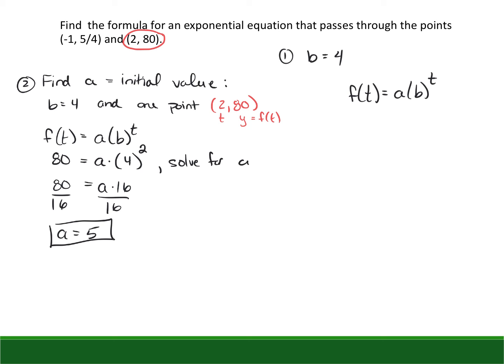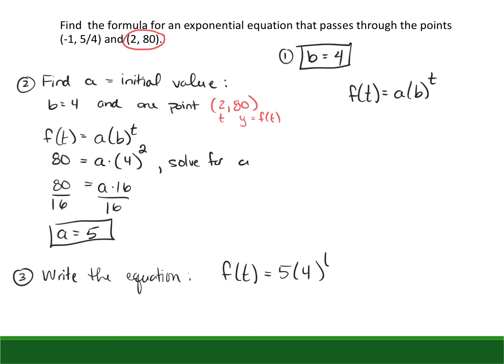Okay, so once you have all the pieces from step 1, b equals 4, and step 2, a equals 5, now we're at the third step. We're just going to put it all together and write the equation. Okay, so final answer, the equation is f of t is equal to 5 times 4 to the t power.